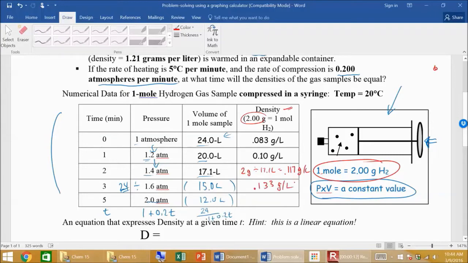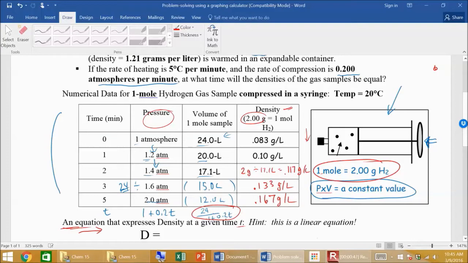And for the last one, 2 grams divided by 12 liters is 0.167 grams per liter. So you can see the density is increasing as we increase the pressure. Density increases, and it's predictable. There is an equation. That's what we're looking for here in the next step. Find an equation that expresses density at given time t. So I've kind of given you a hint there about what it could look like.